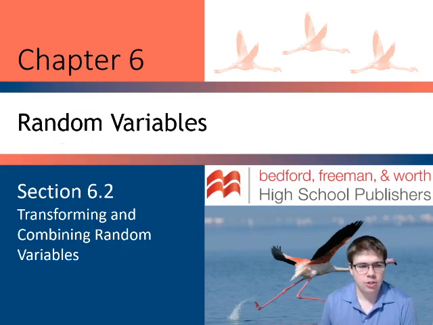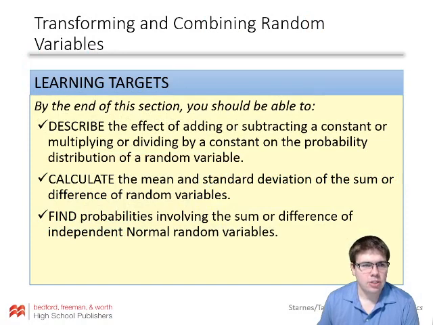By the end of this section, you should be able to describe the effect of adding or subtracting a constant, or multiplying or dividing by a constant, on the probability distribution of a random variable. This should sound familiar. Calculate the mean and standard deviation of the sum or difference of random variables, and find probabilities involving the sum or difference of independent normal random variables.